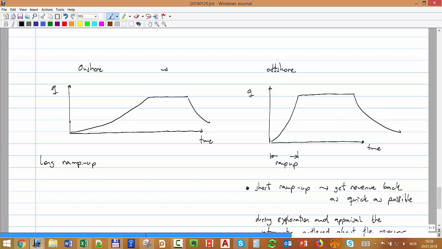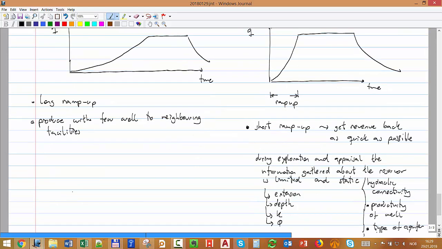So the ramp up is usually very long. I produce with a few wells just to test what the connectivity in the reservoir is, what kind of volumes I have, what the productivity of the well is. So I produce with a few wells initially to neighboring facilities. Usually I have a region with a bunch of fields, so I can take part of that production and send it to an existing facility. And then I can gather better and better information about the reservoir and make a better planning.